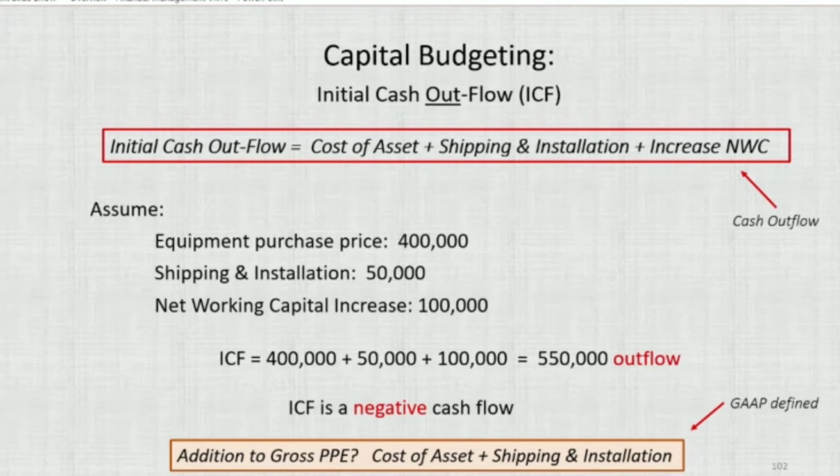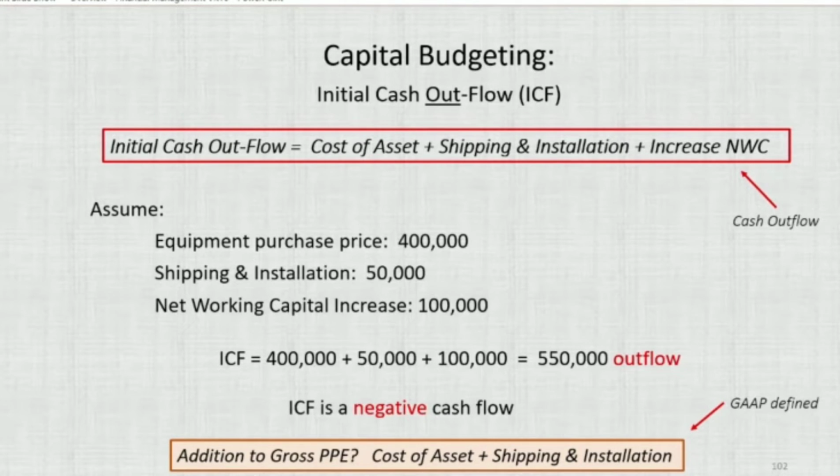So let's look at a typical example. Equipment purchase price $400,000, shipping and installation $50,000, net working capital increase $100,000. Pretty straightforward calculation. Add up the three, and we get $550,000, and that's a cash outflow. Note the initial cash flow is always negative. It's always the money you have to pay to buy those assets, to buy those robots.